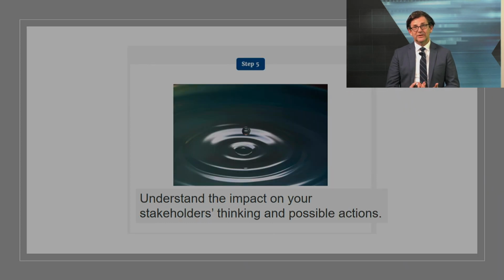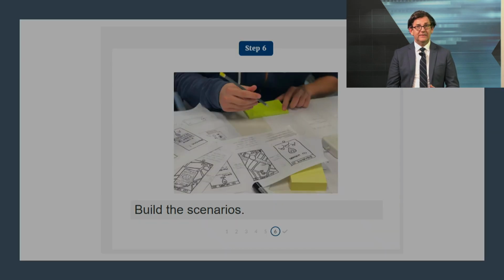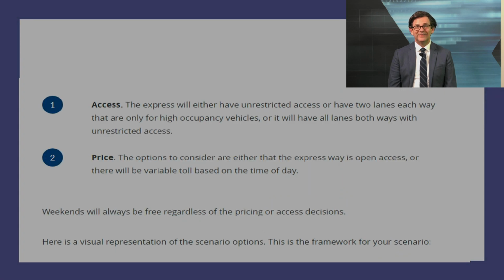Next, you want to understand the impact on your stakeholders' thinking and the possible actions as a consequence of those variables that you identified. And finally, you want to build the scenarios. So they're the 6 steps that you're going to be using. Now, in this scenario, you're going to create 4 specific stories. And the variables that you have to play with are called access and price.